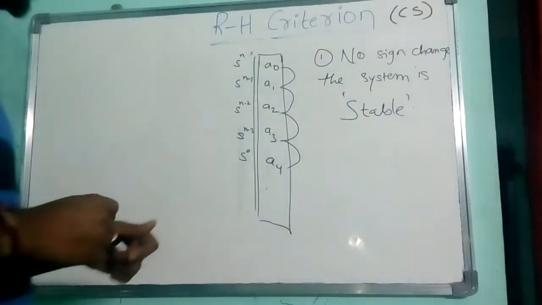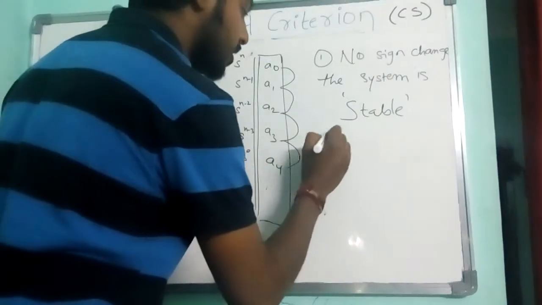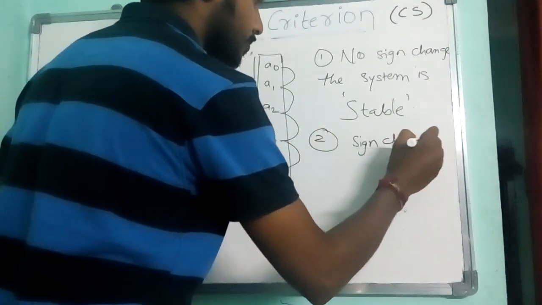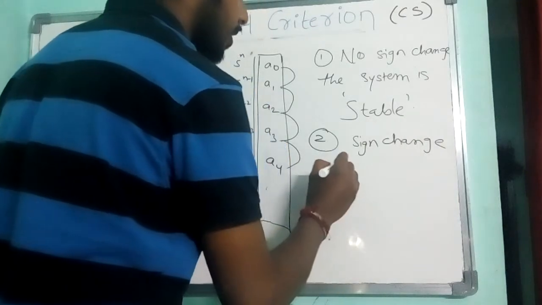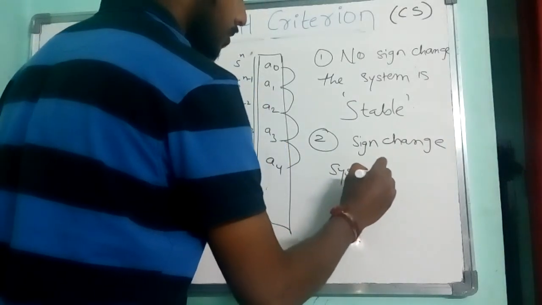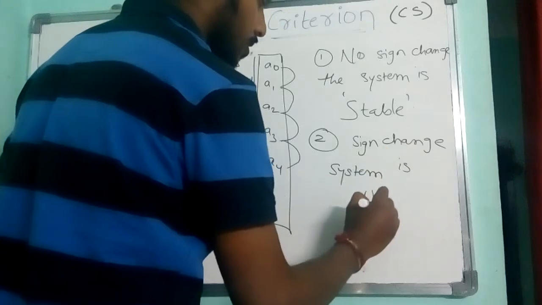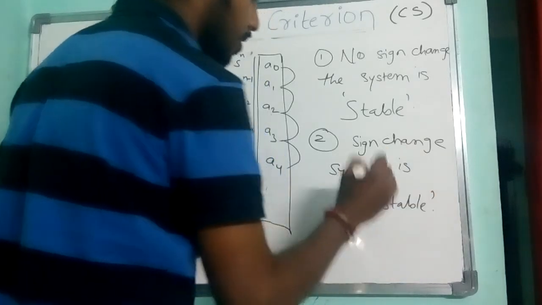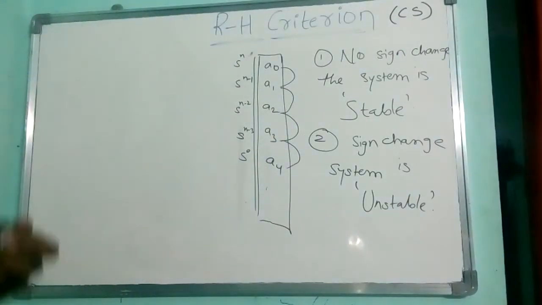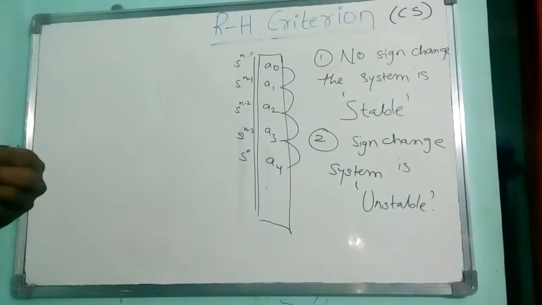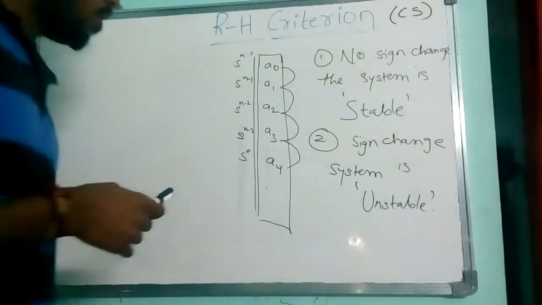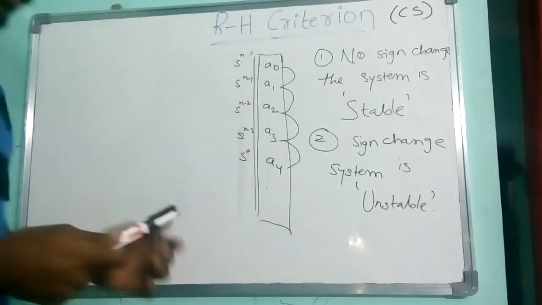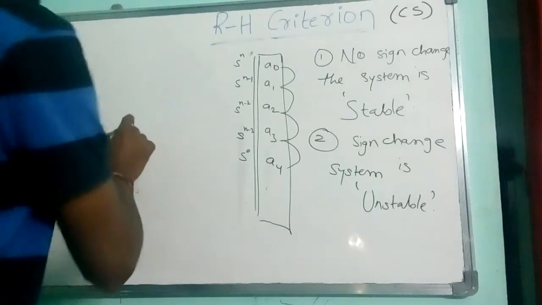Suppose there is any sign change, then the system is unstable. So these we will all be doing in the S plane.